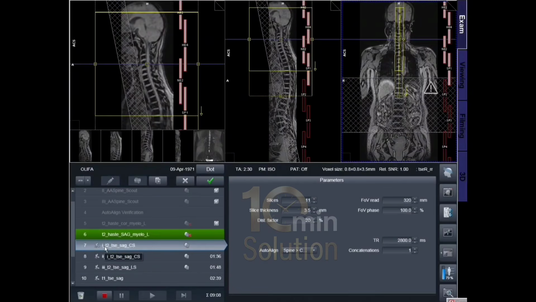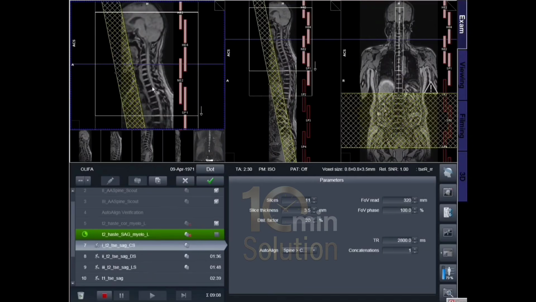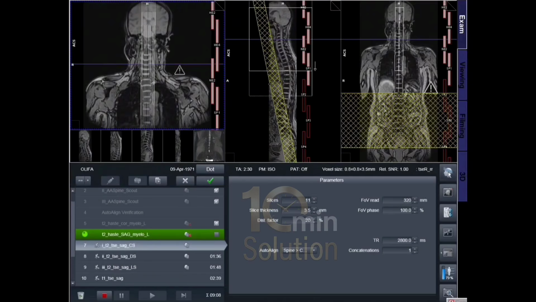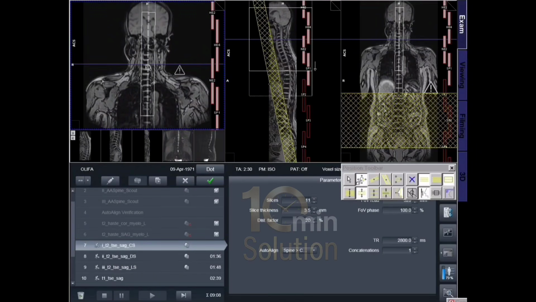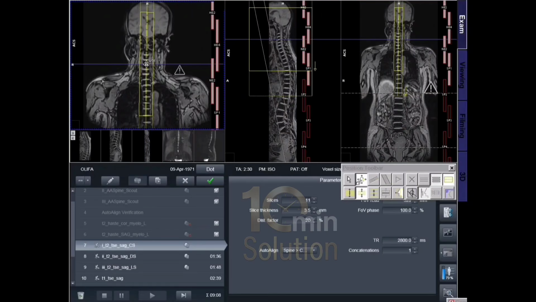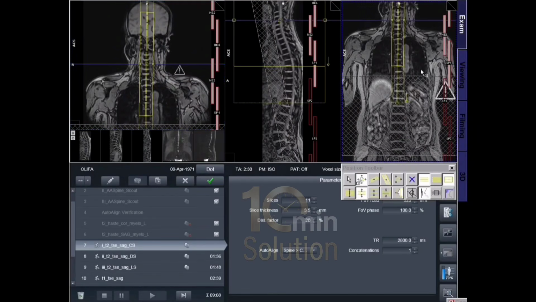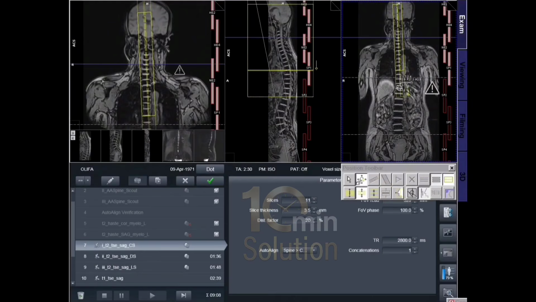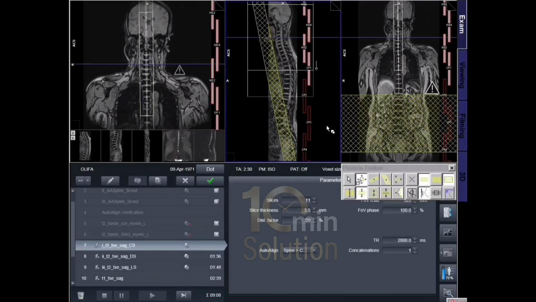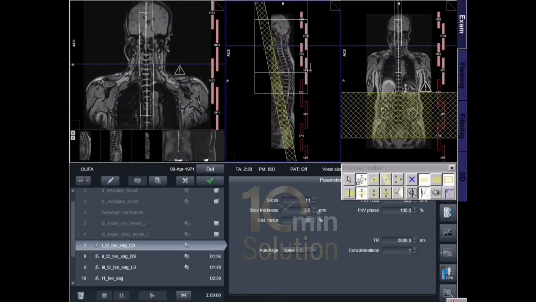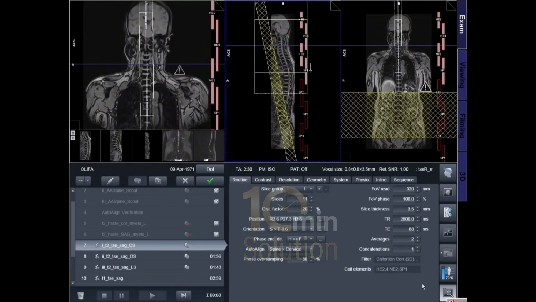Okay, now the next plan, T2 TSE sagittal CS. CS means cervical spine. Now I nicely set up the planning. Look here. Now this is the saturation band. Okay, everything is fine. Look at the parameters and look at the protocol. Now everything is fine.